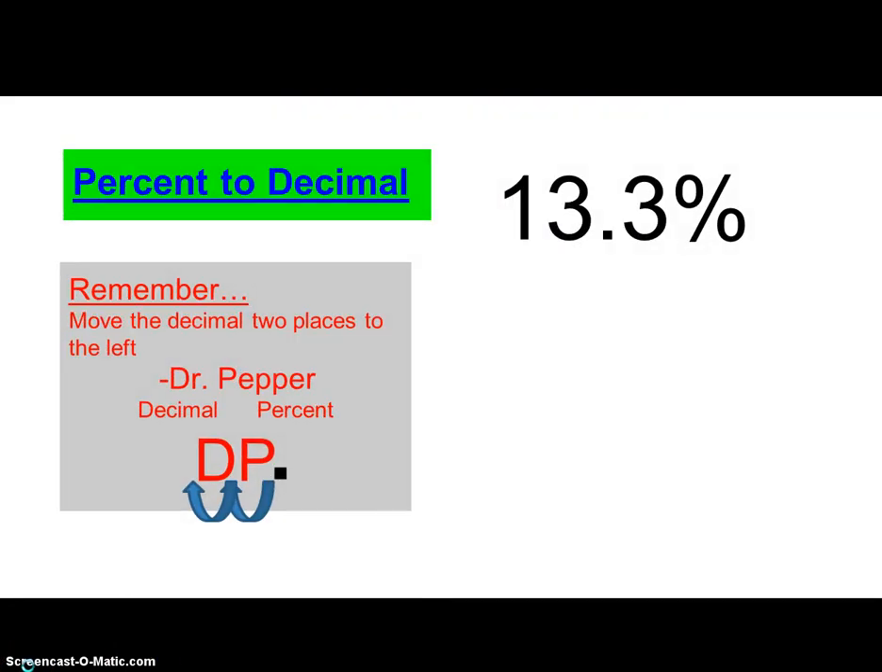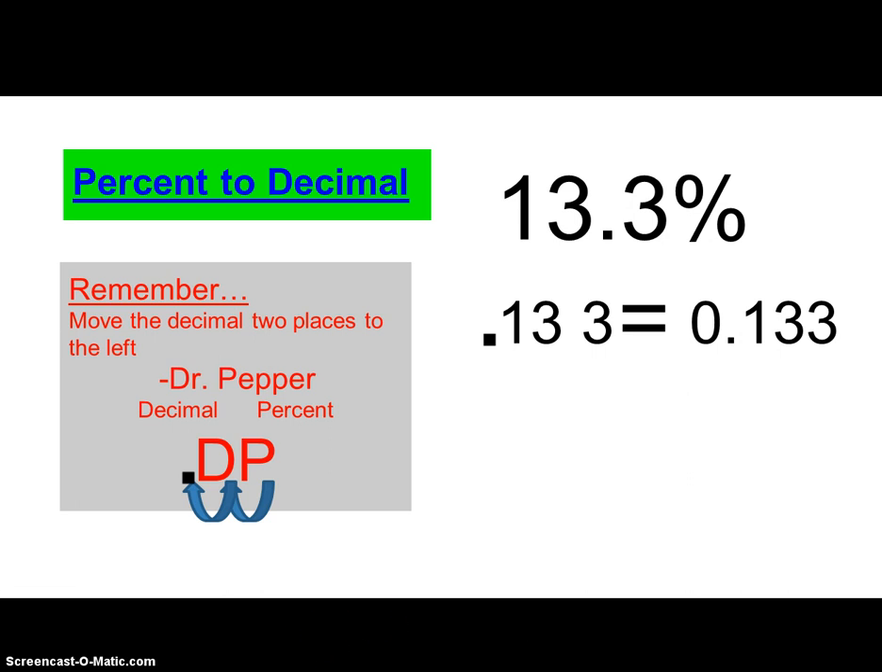Our last example has a decimal point. The steps are still the same. We still move the decimal point 2 places to the left. Start at the decimal point. We're not going to start at the end this time because the decimal point is right here in the middle. So that's exactly where we're going to start. We're still going to move it 2 places to the left. And then we get 133 thousandths.